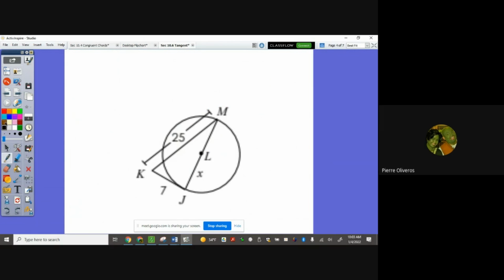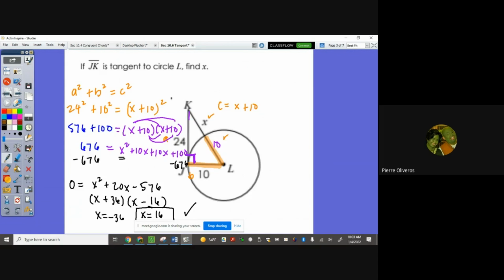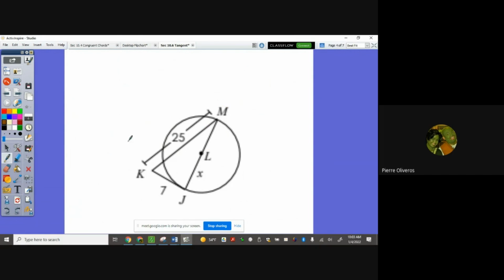We have a circle, and same instruction. We're going to say that JK is tangent to circle L. So this should be tangent to circle L, and therefore this is 90 degrees. Analyzing this one here, the radius here is x, so this has to be x also. The entire hypotenuse there is 25.